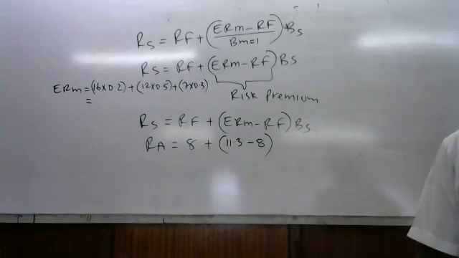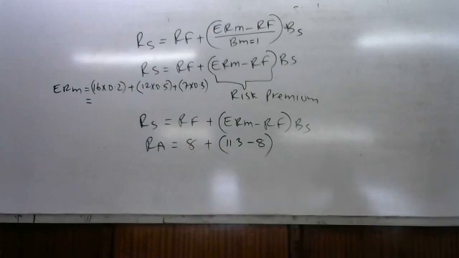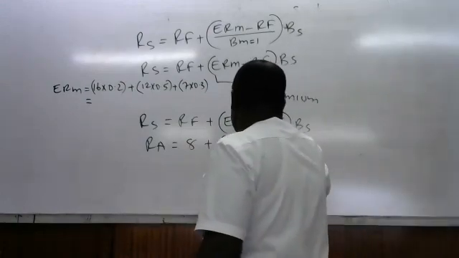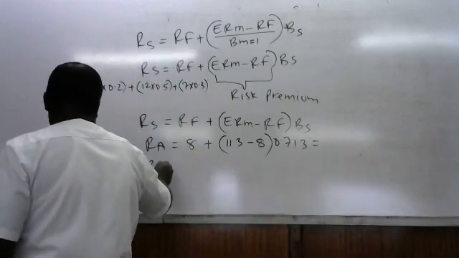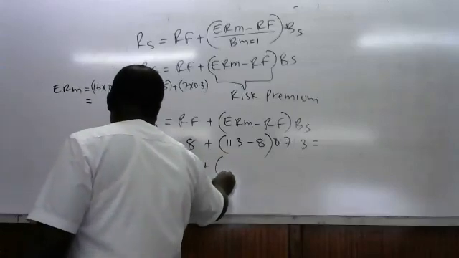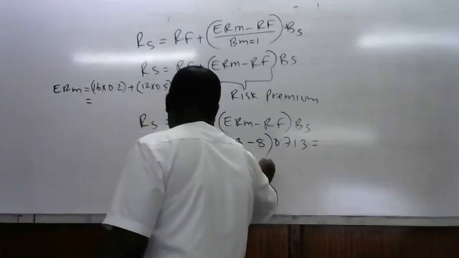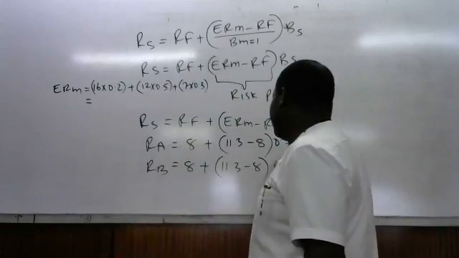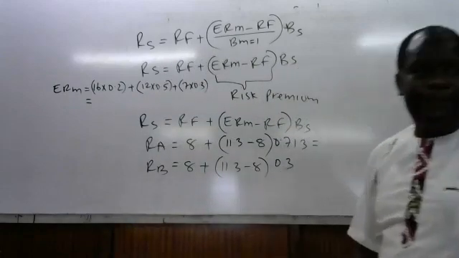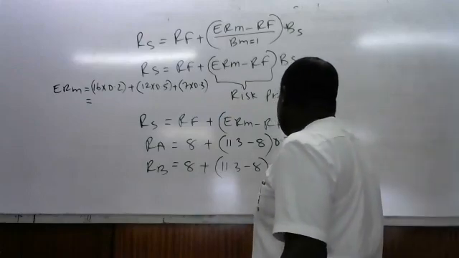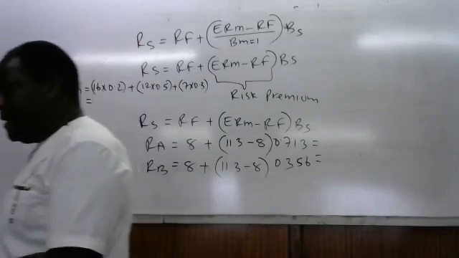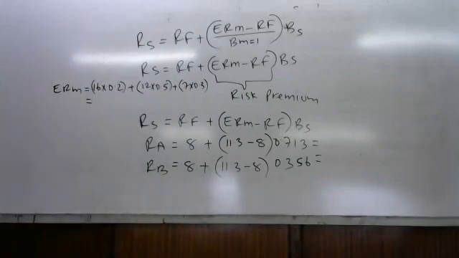Then confirm the beta factor, what we calculated in Roman letter 1. It was 0.713. So that will be the return for A. Also return for B, it is still 8, then 11.3 minus 8. The beta factor for B was 0.3. That gives 10.4 approximately. So that should give you the minimum return for that security A and B.